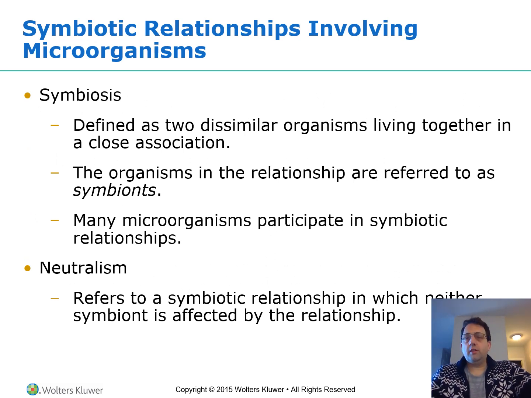Now, two dissimilar organisms living together in association with each other, so they're having an effect on each other, this would be known as symbiosis. And the organisms in the relationship are symbionts. So microorganisms between themselves have many, many symbiotic relationships, as well as the microbes that are on our bodies or in our bodies, and us having symbiotic relationships. Neutralism basically means neither of the symbionts is affected by the relationship. You're both there. You don't help each other, but you don't hurt each other.